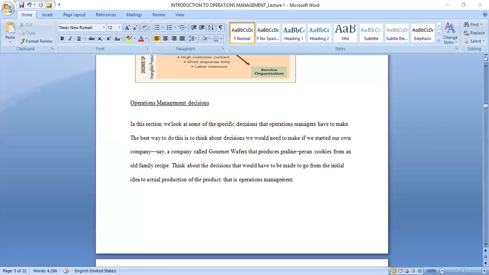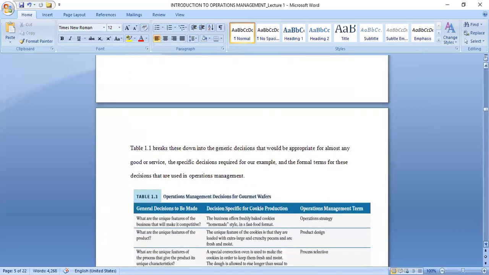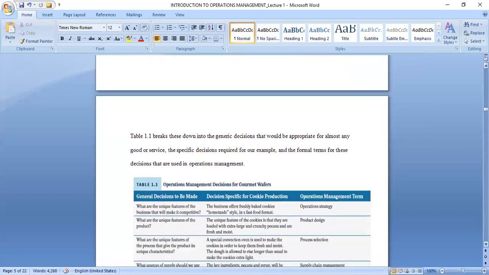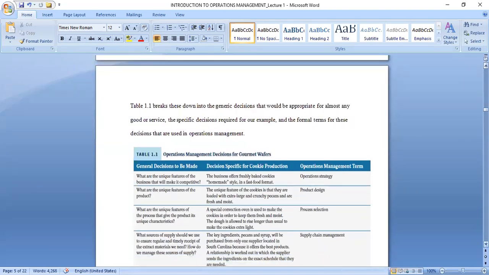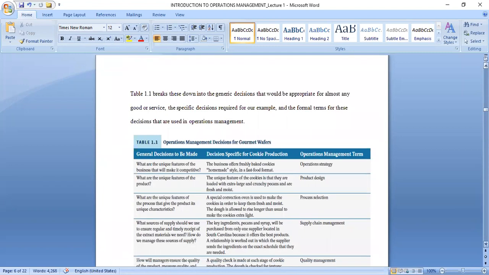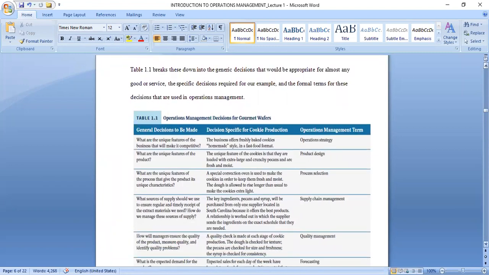So let us look at the operations management decisions. Remember, we have just been looking at the scope of operations management, basically what we are going to cover in this subject. The scope involves the functions or activities involved in operations management. So let's look at an example here of business decisions. But remember that these business decisions are taken in line with the functions of operations management.